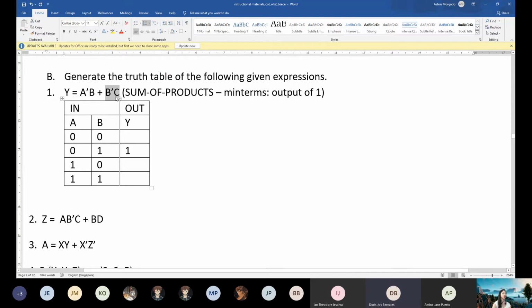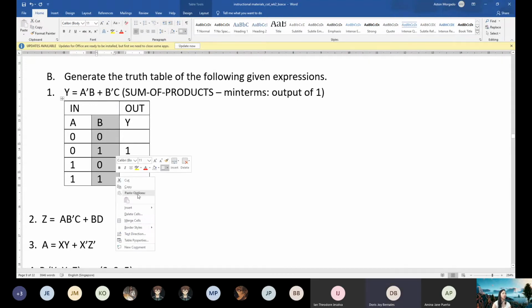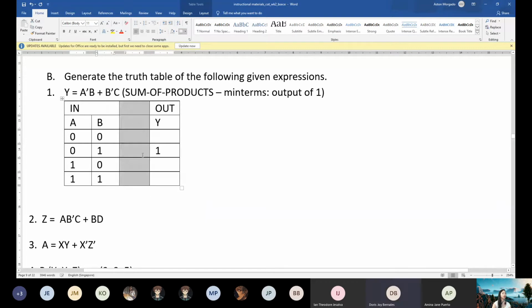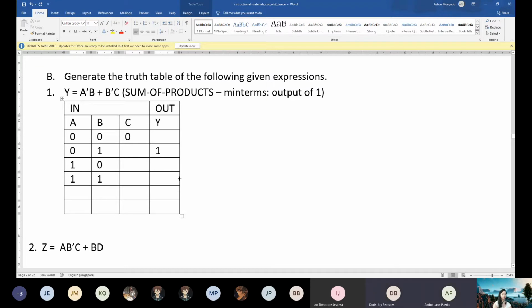I'm sorry, so we have C. So we have to add, we have to insert a column. Okay, C. Tatlo pala to eh. Okay, tatlo. So we have 3 inputs. 2 to the n, where n is 3. 2 raised to 3 is 8.